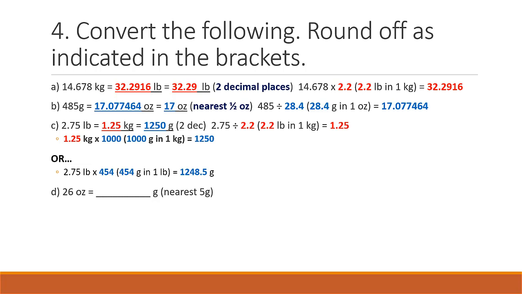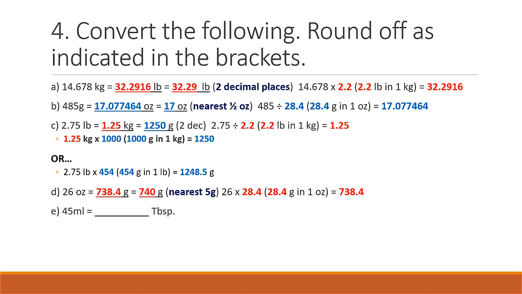The next question wants us to convert 26 ounces into the equivalent in grams. Again, the relationship is 28.4 grams equals an ounce. So multiply the amount of ounces we have, 26, by that relationship of 28.4. We get 738.4 grams. This needs to be rounded off to the nearest 5 grams. So we're either going to have 735 grams or 740. I hope that we can see that 740 is the correct answer. If not, you need to study up on your rounding.